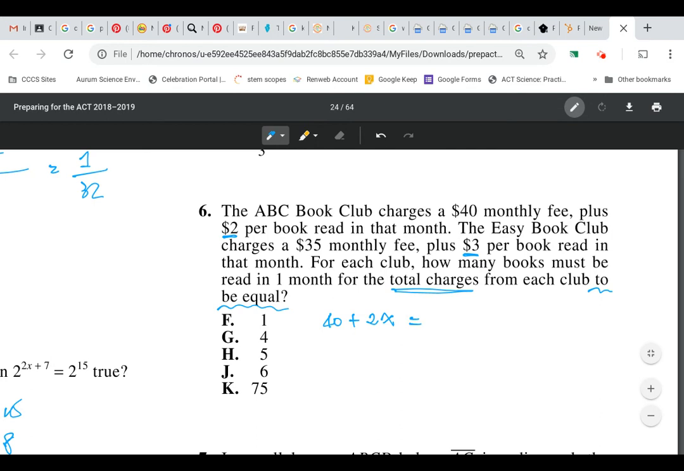How many books must be read in 1 month for the total charge to be equal, the books must be the same, right? So the Easy Book Club charged a $35 monthly fee plus $3 times X. Okay? And now it's a simple algebra 1 question. 5 equals X. So X equals 5.